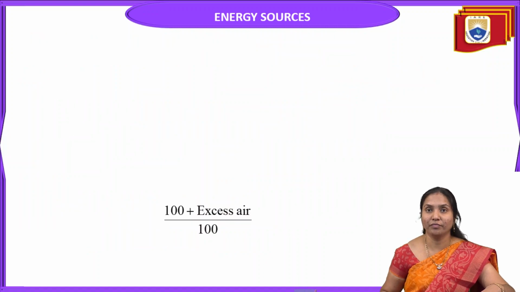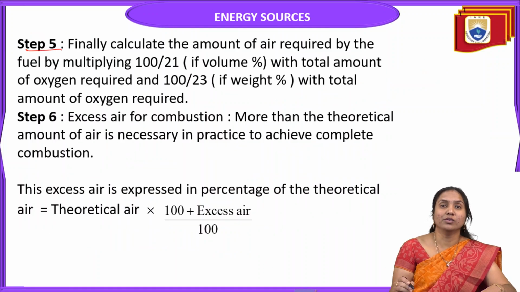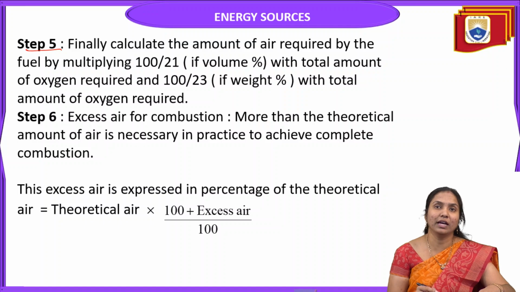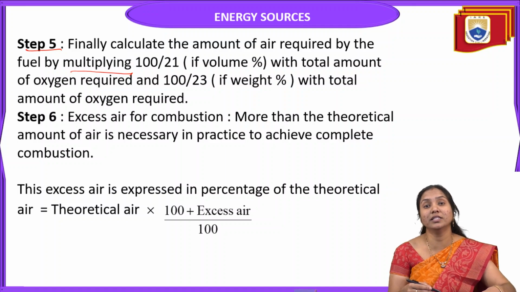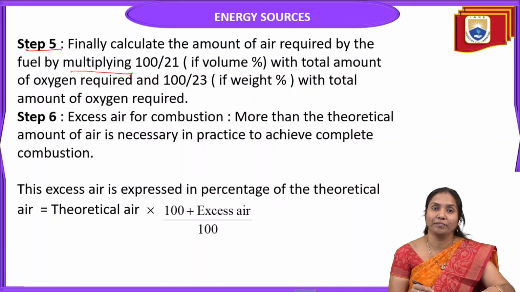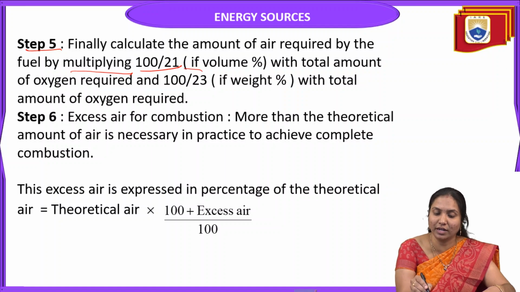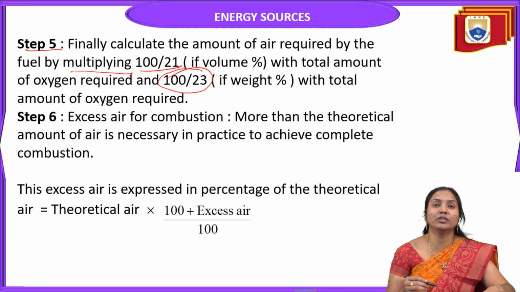And one more point, step 5. Finally, calculate the amount of air required by the fuel. It is done by multiplying by 100 by 21 if by volume, because air contains 21% of oxygen. So you can write 100 by 21 for volume percentage. Otherwise, for the total amount of oxygen required by weight, we write 100 by 23 times the total amount of oxygen required.